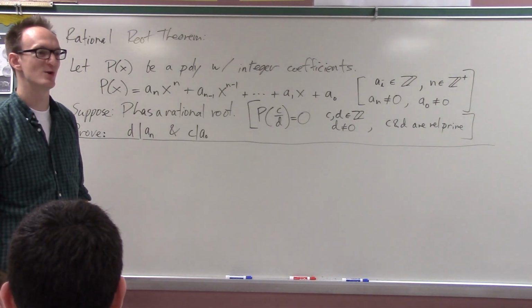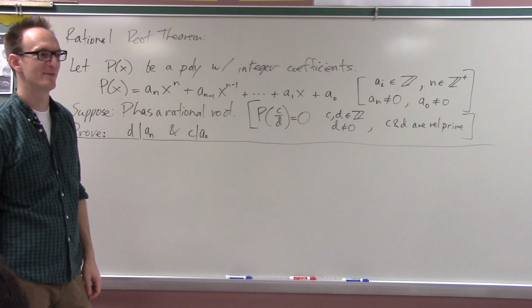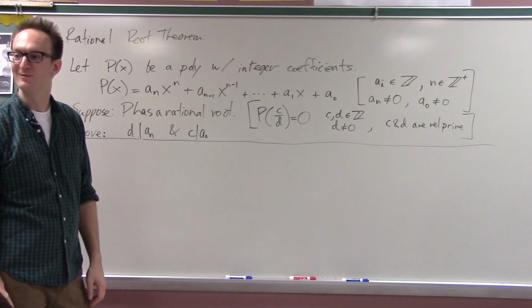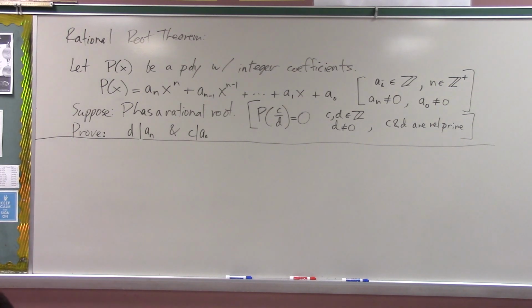Use what you know. We don't know that much. Only like one really big, very nice thing that we have. You know, C over D. Yeah, I know that C over D is a root. So if I know that C over D is a root, what can I do with that?